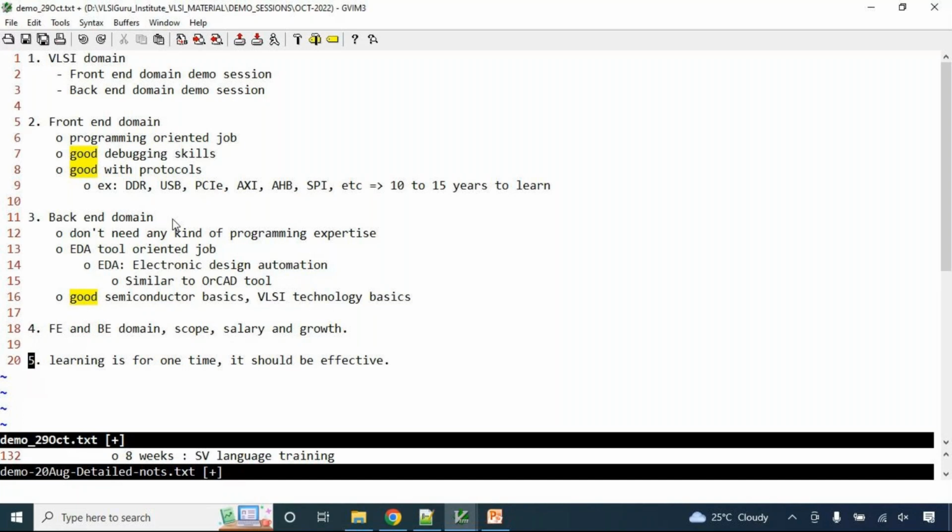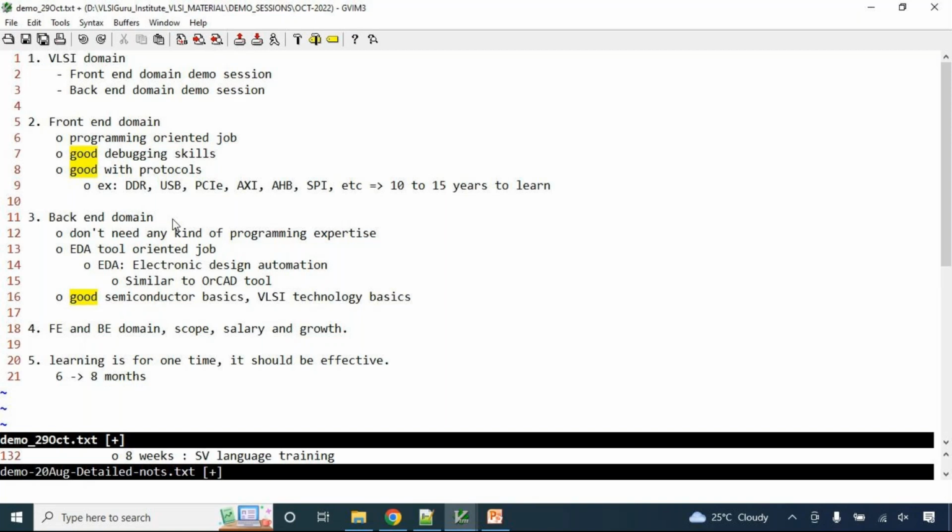So rather, I believe, even if it means spending another 2 months, you spend 2 months more instead of 6 months. Make it 8 months, let it go for 9 months, but let that learning be very effective. So there, we don't hurry for anything. I don't count that I must complete the course in 6 months or 5 months, like that.